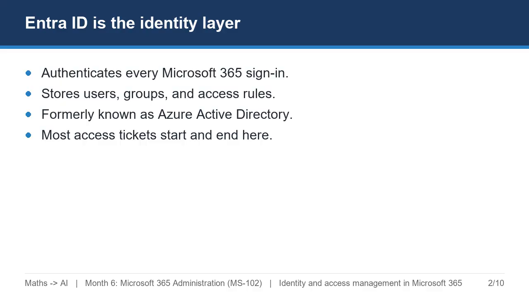Let's start with the big picture. Every time someone signs into Outlook, Teams, or SharePoint, they authenticate against Microsoft Entra ID, which used to be called Azure Active Directory. Entra ID is the identity and access management service for the whole tenant. It holds your users and groups, checks passwords and other factors, and decides what each person can reach. As a Tier 2 admin, most of your access tickets begin right here.